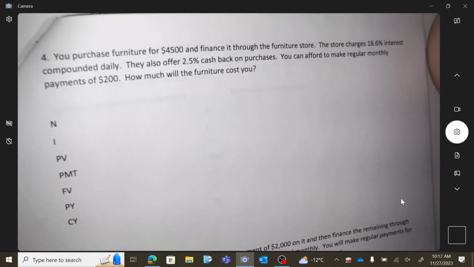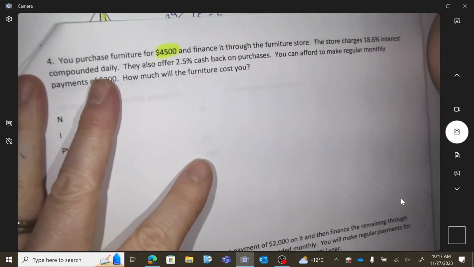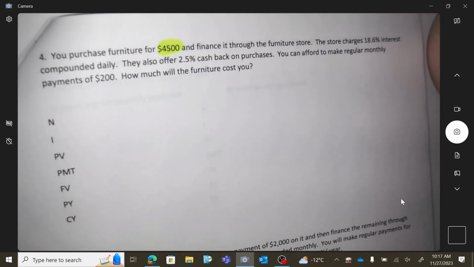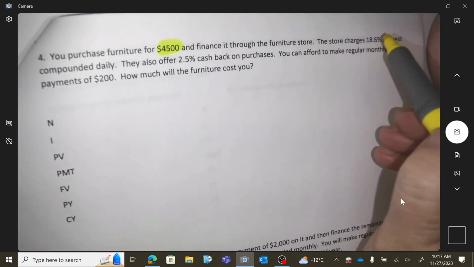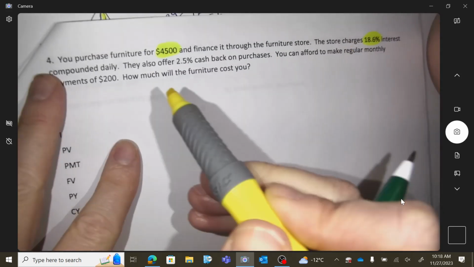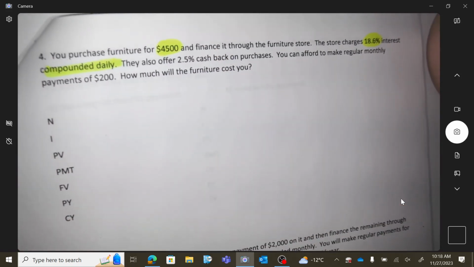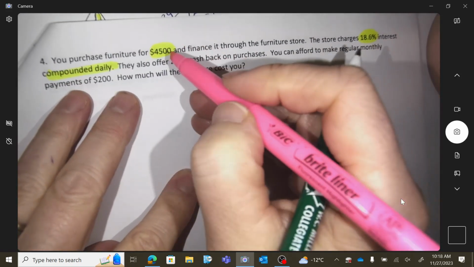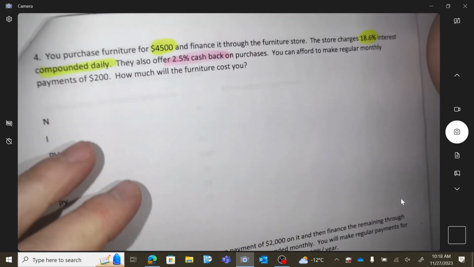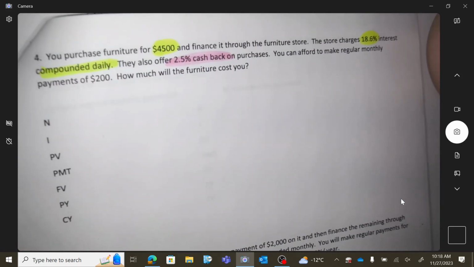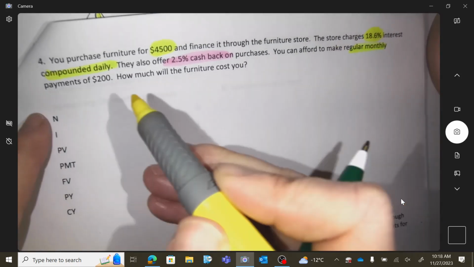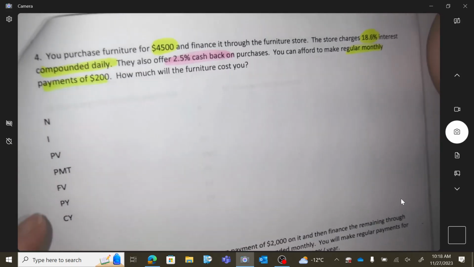Okay, so on this one you're going to do furniture purchase. Right through the store you're going to buy your furniture. Here's our interest compounded daily. We got to think about this. There's a cash back. We'll have to think about that. And then we got a regular monthly $200.